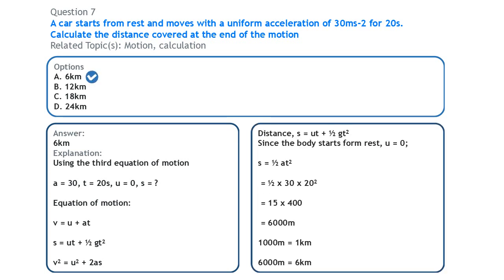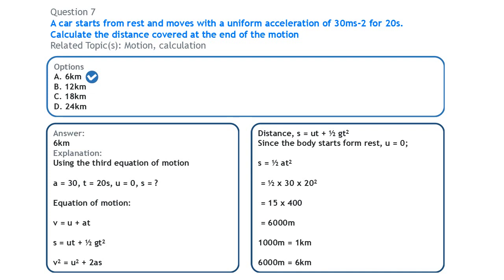Now since the body is starting from rest, u is equal to 0. If you substitute for that here, you're going to have 0 times t, so this will become 0. So you're now going to be left with half at squared. So we say the distance s is equal to half at squared. So that will be equal to half times the acceleration, which is 30 from the question, 30 meters per second squared, multiplied by the time, which is 20 seconds. But we have t squared here, so this will be 20 squared.